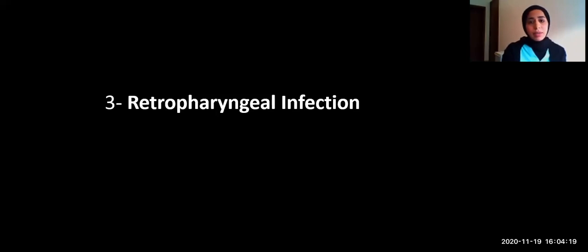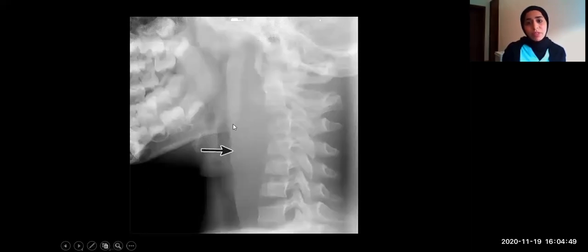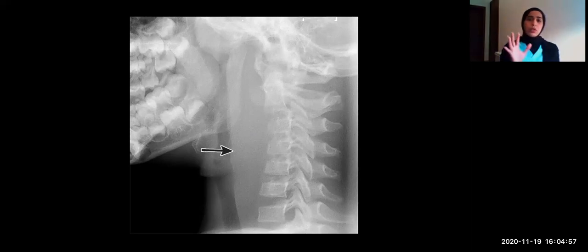The third entity in upper respiratory obstruction is retropharyngeal infection. In retropharyngeal infection, you should keep a close watch on prevertebral soft tissue thickening. As I described earlier, it should not exceed 7 millimeters at the C2 level and not more than 2 centimeters at C7. But here there is obvious thickening of the prevertebral soft tissue. Just pay attention whenever there is thickening, and take a proper clinical history of the patient.